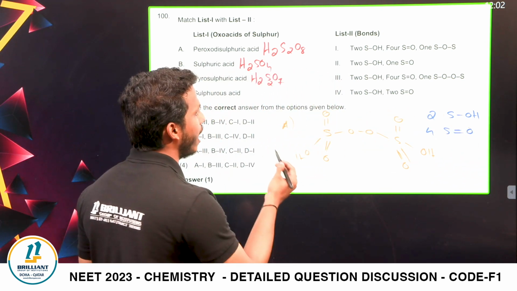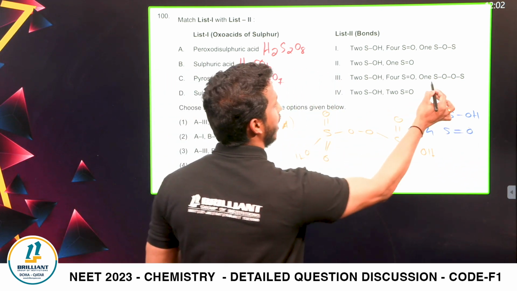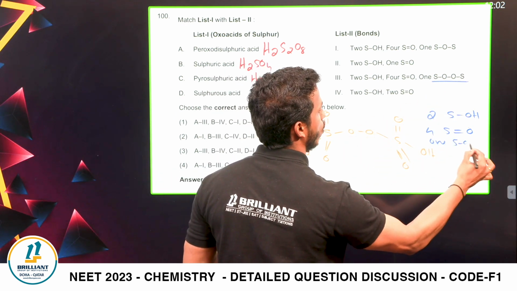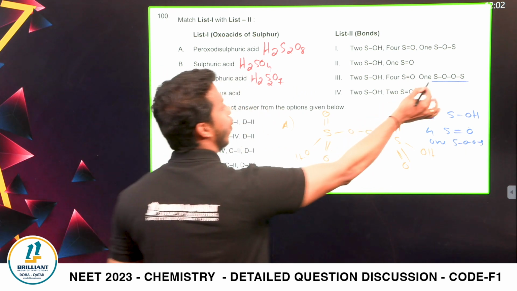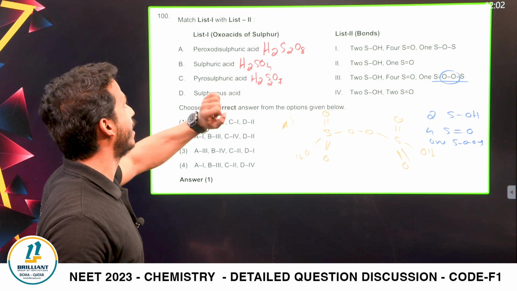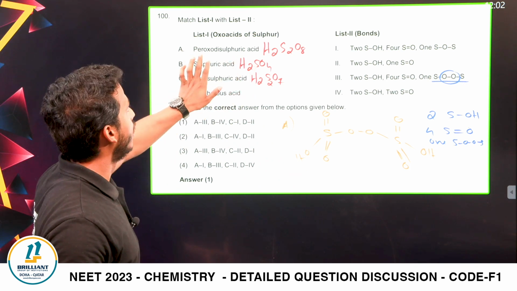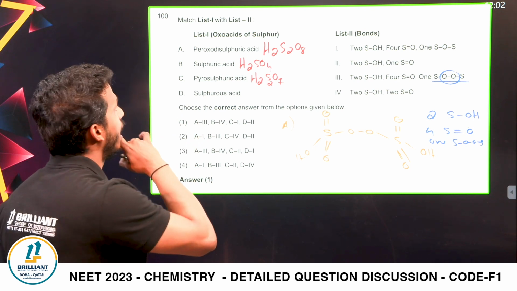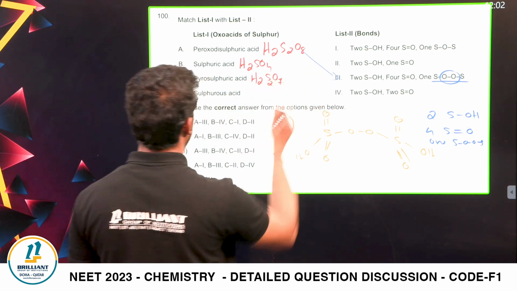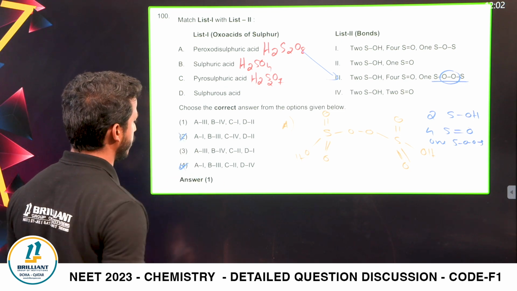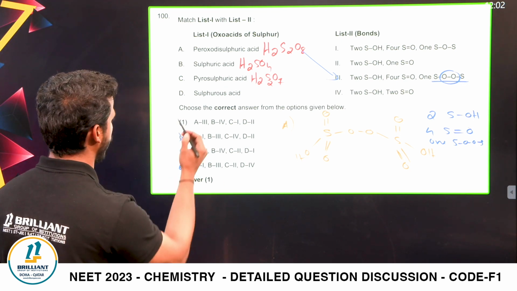And how many S-O-O-S? Yes, there is one S-O-O-S bond. So what is the O-O connection? That is a peroxide connection. That's only in the oxoacid of sulfur, peroxodisulfuric acid. So we can say that A is matching with the third one. That leaves 2 options, that is 1 or 3.